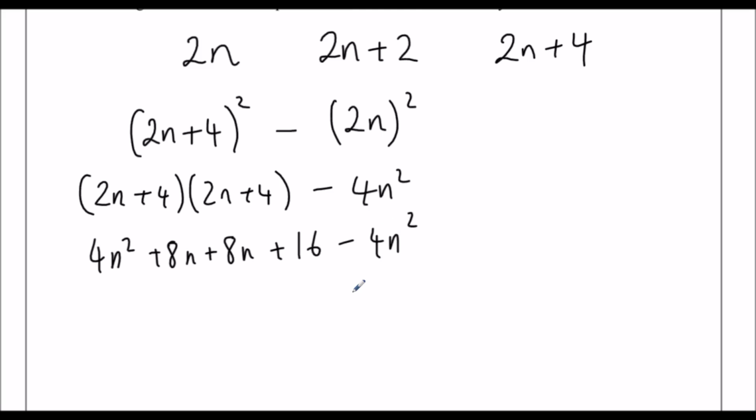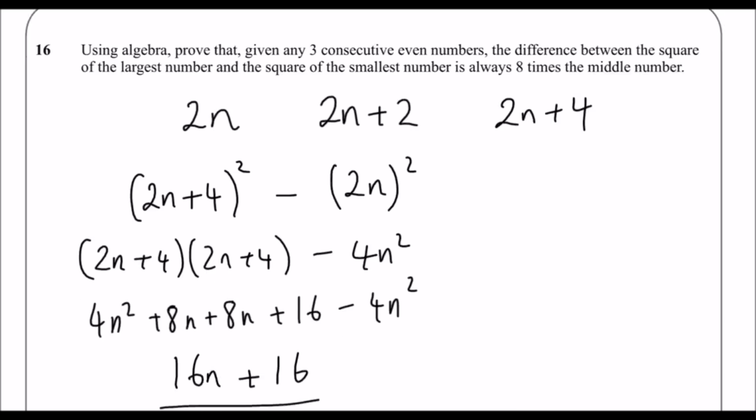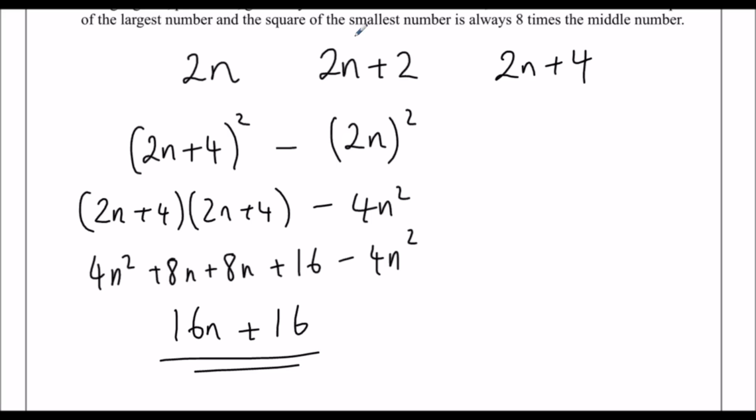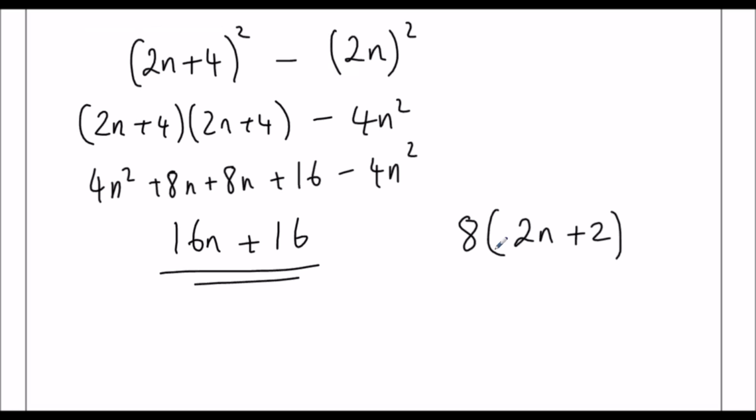So collecting the like terms, we've got 4n squared take away 4n squared, which is nothing. And we've got 8n plus 8n, which is 16n. And we've got 16. So we've got 16n plus 16. And is that 8 times the middle number? The middle number is 2n plus 2. So 8 times 2n plus 2. If we expand the brackets, we get 16n plus 16.